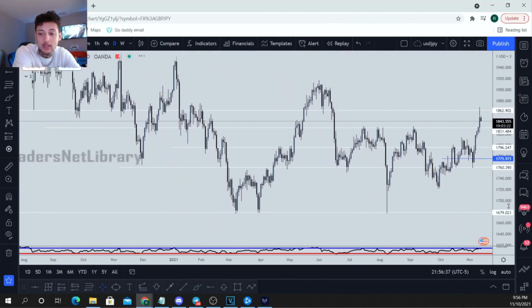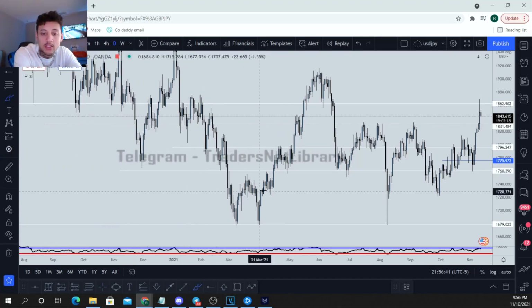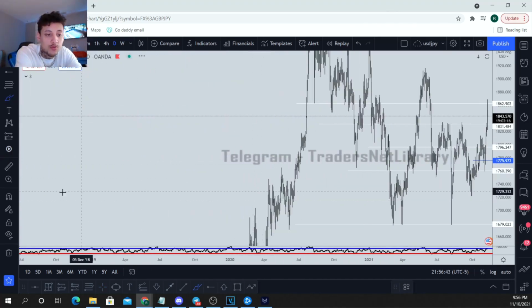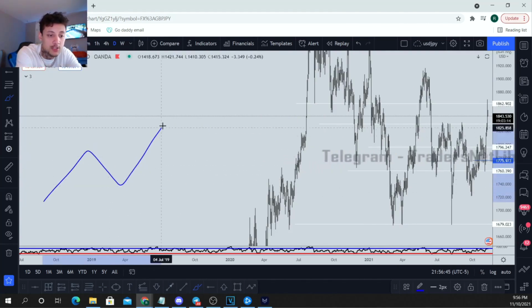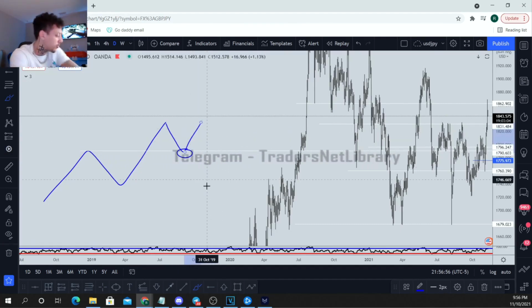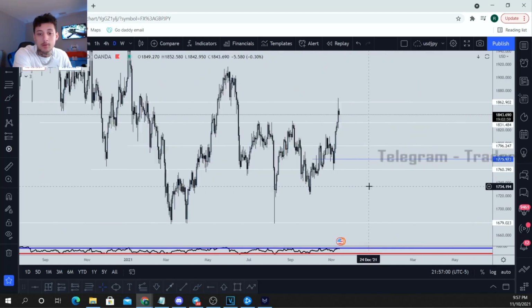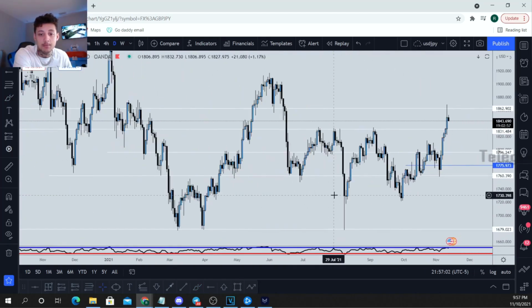Now, let's take a look at a different level of structure, because typically when we talk about pullbacks, what we're looking for is, if price is trending, the best trading opportunities are to wait for price to pull back into our previous area of structure or support or resistance level, where we'll look to take a buy here, and then we'll look for price to actually go higher. So let's take a look at gold back here during this time, right?